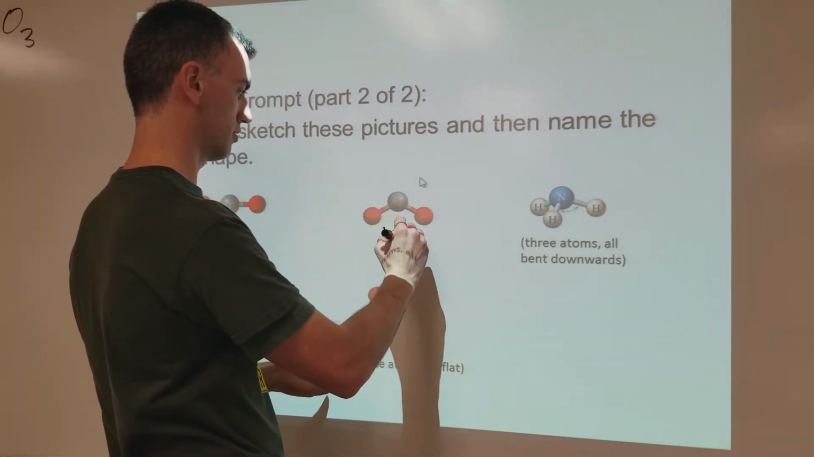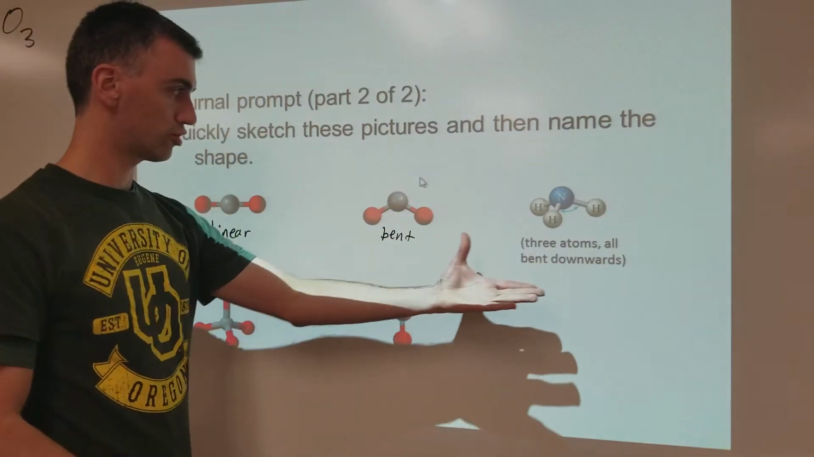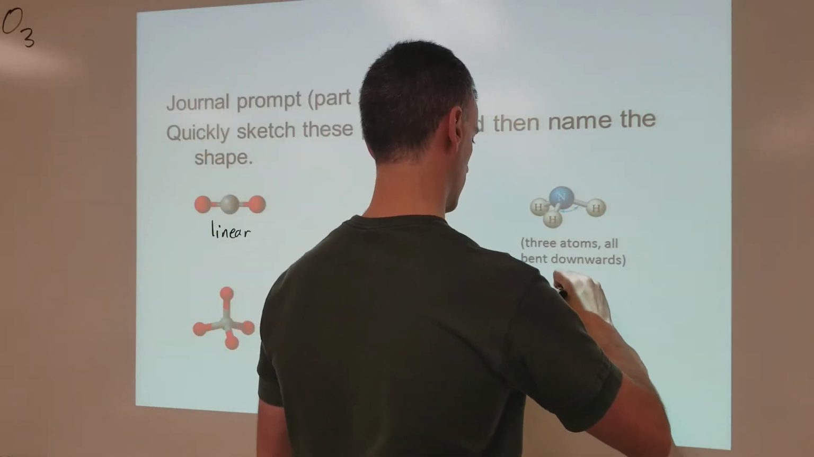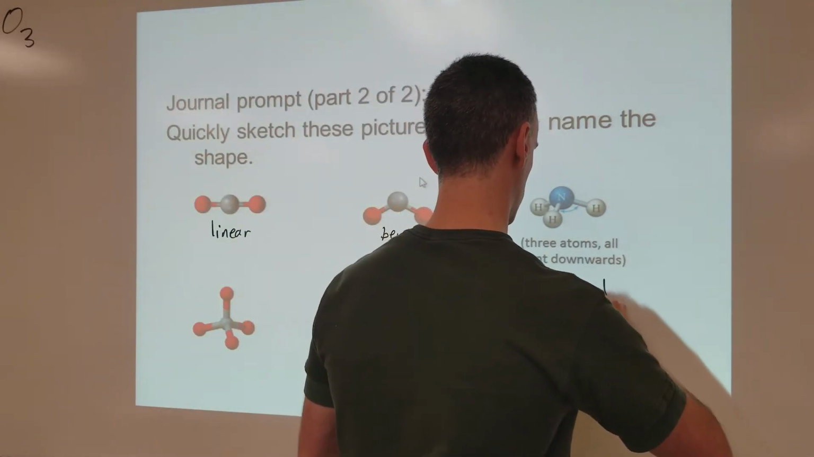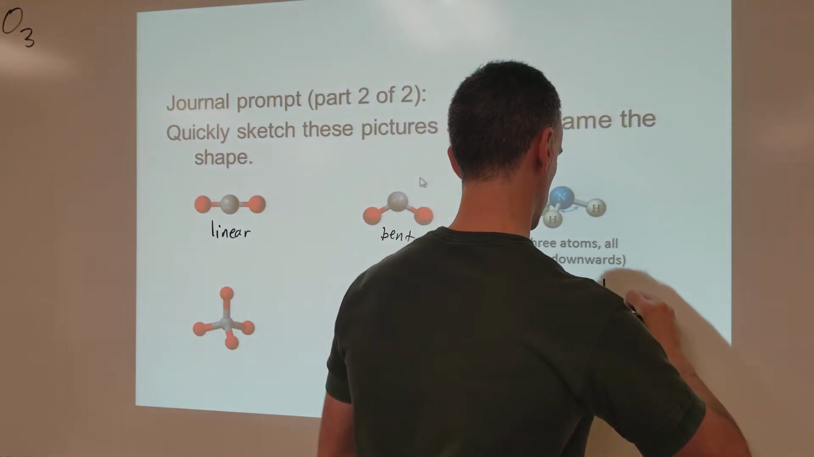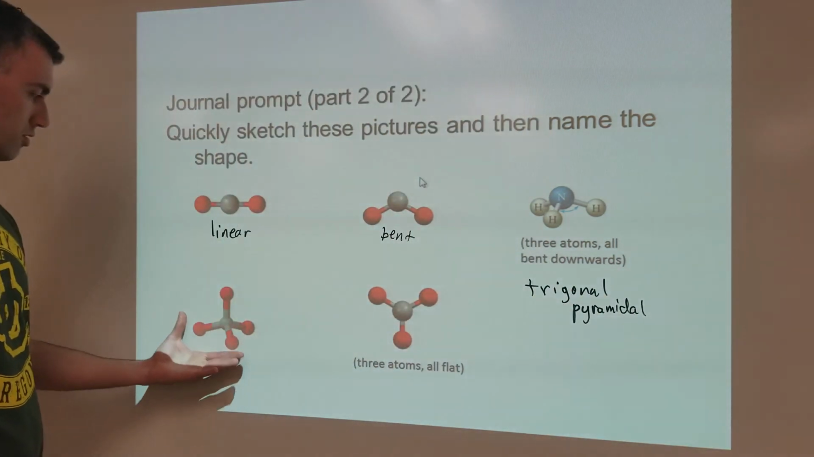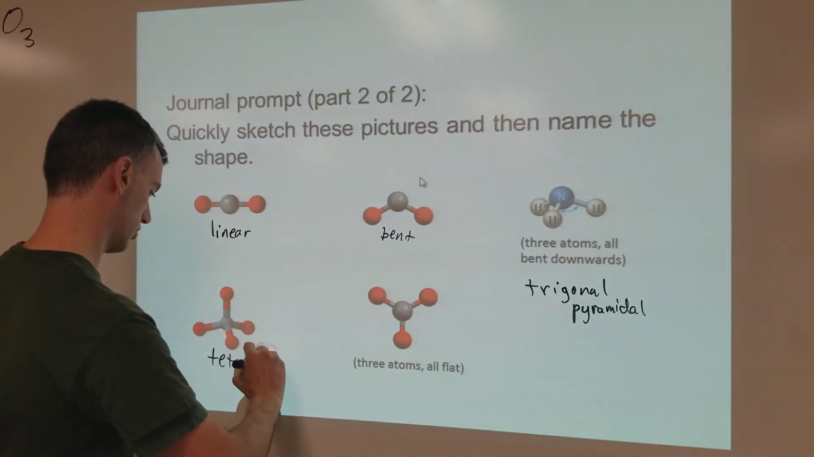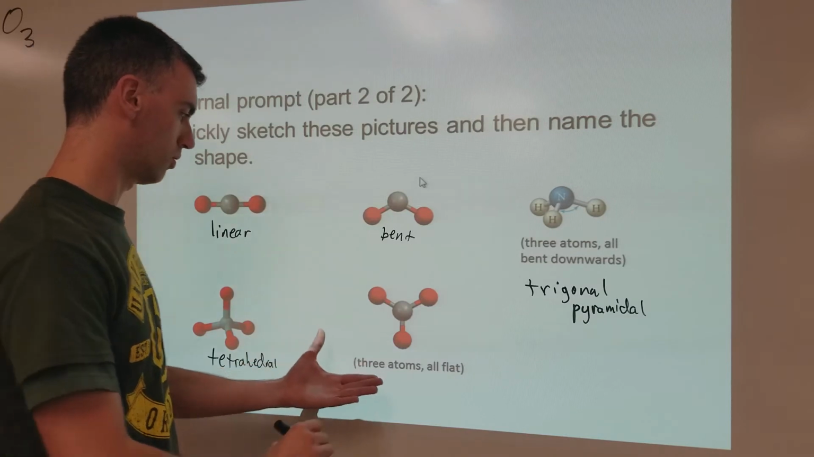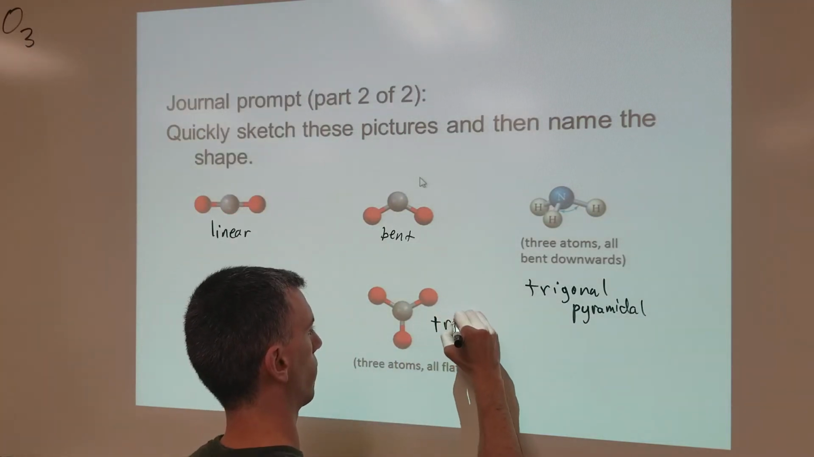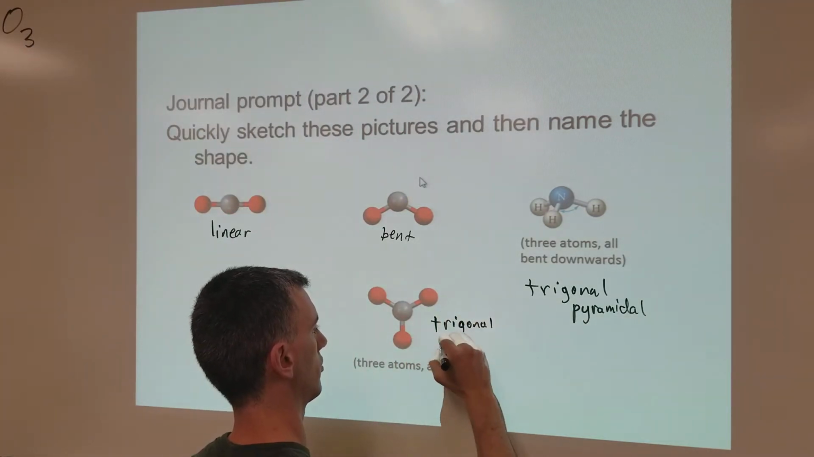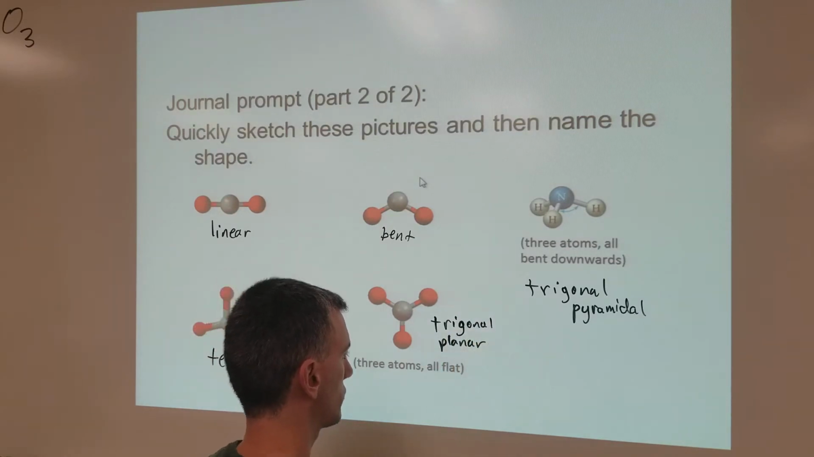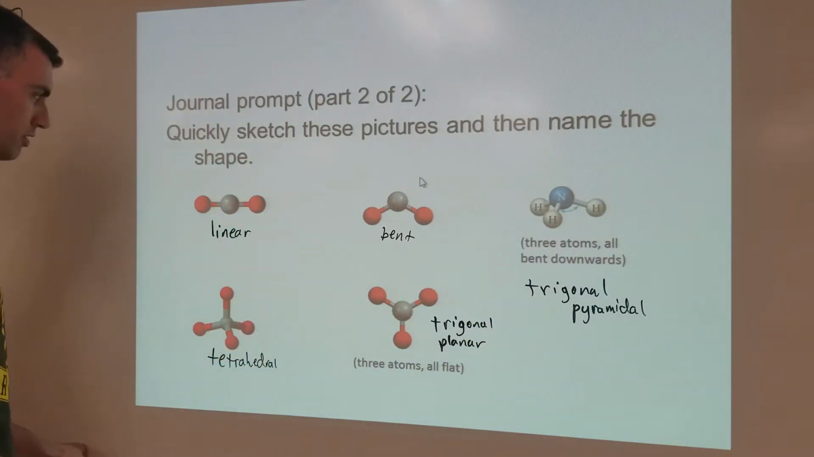bent, trigonal pyramidal, tetrahedral, or trigonal planar. Just to get a closer look at what these things are, a linear shape is precisely what it looks like.